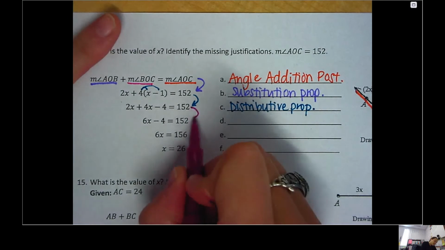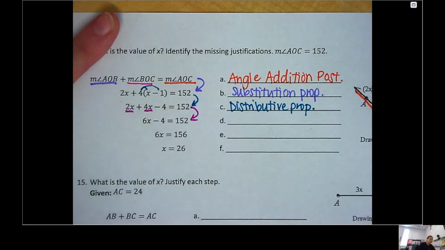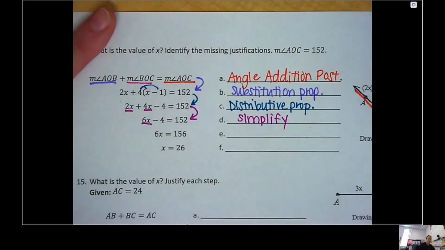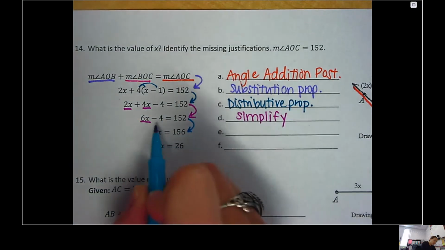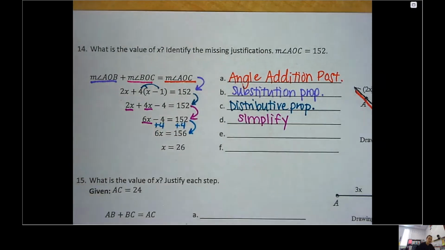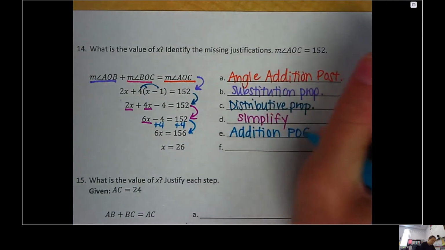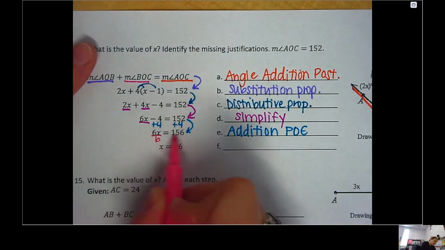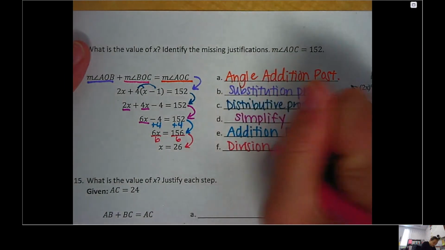To get from C to D, the only thing I'm noticing that's changing is the x's are being combined together to get 6x. You can write combine like terms, or you can put simplify. Both are acceptable. Okay, next one, to get from D to E, I add 4 to both sides. So that is the addition property of equality because it's happening on both sides. And then my last step is divide both sides by 6. So that is the division property of equality.